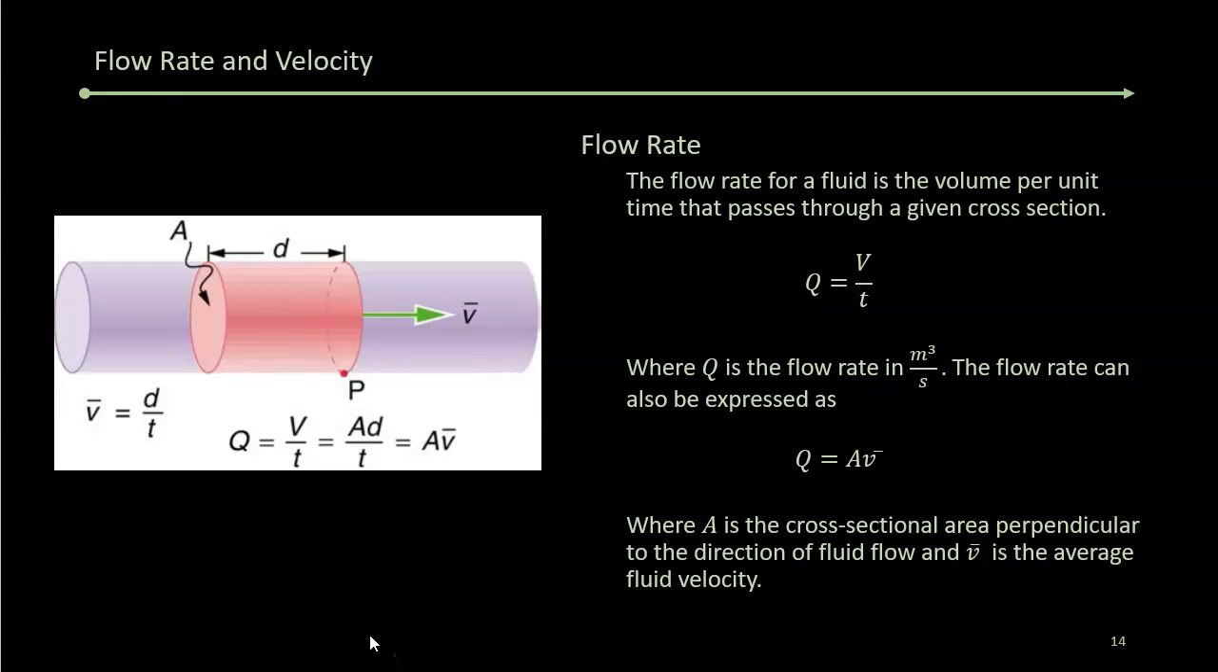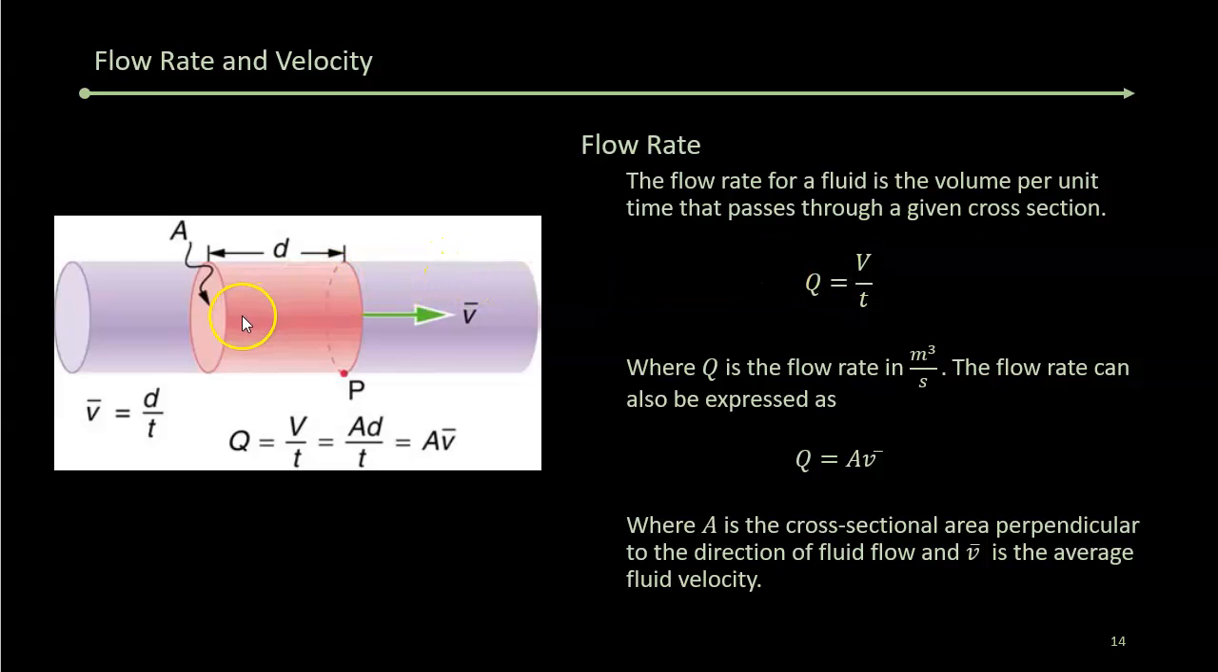The last piece on fluids is flow rate. Flow rate is just the volume of fluid flowing through a pipe over time, the volume per unit time. And this works out to be the same as the cross-sectional area of the pipe that it's flowing through times the velocity of the fluid. So the cross-sectional area times the velocity of the fluid is your flow rate. It's also the amount of time it takes for a given volume to flow through the fluid.